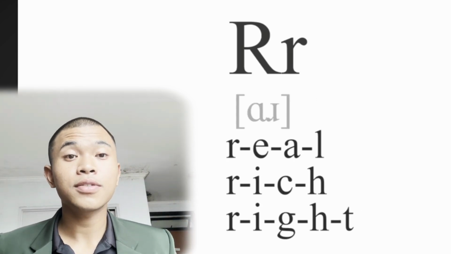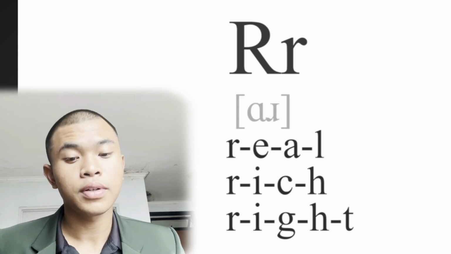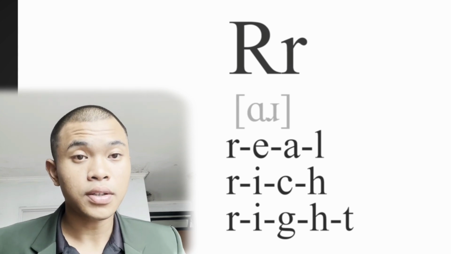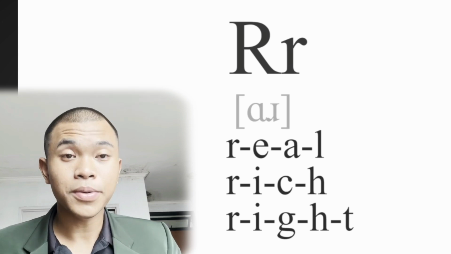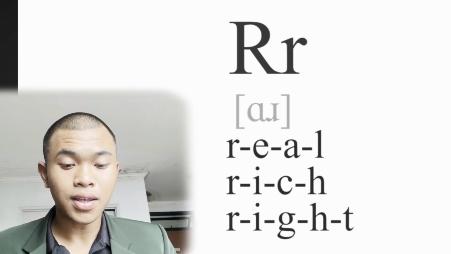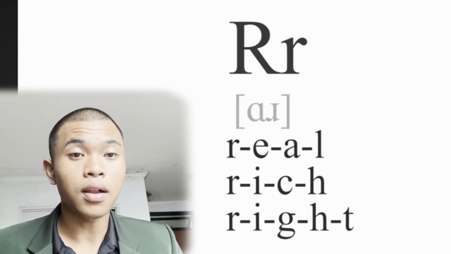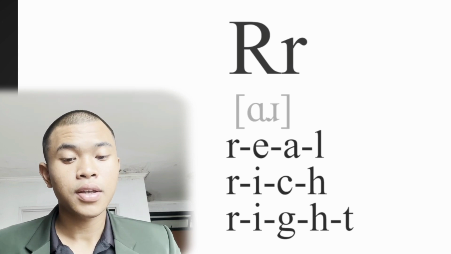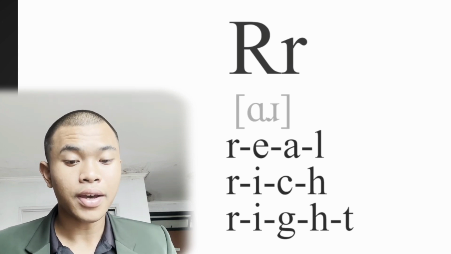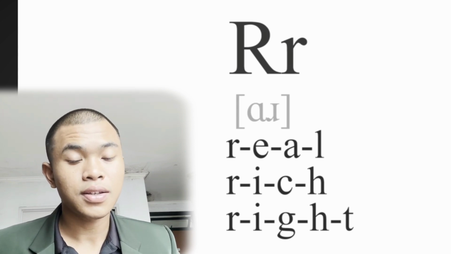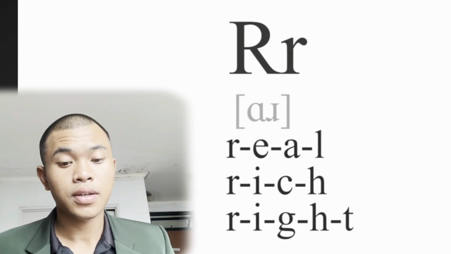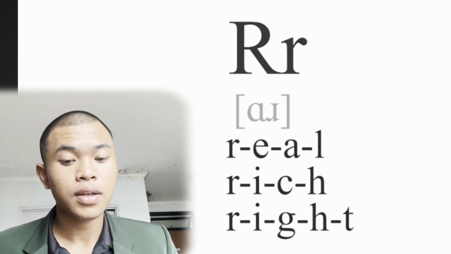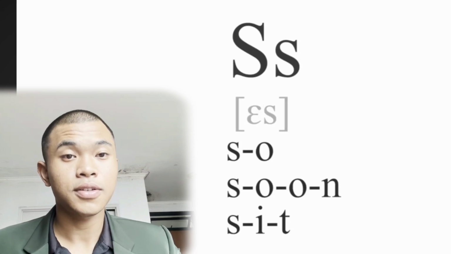The big one, it sounds like R. The small one, it sounds like R. The IPA pronunciation, it sounds like R. Example of word: real, R, E, A, L. Reach, R, I, C, H. Right, R, I, G, H, T.